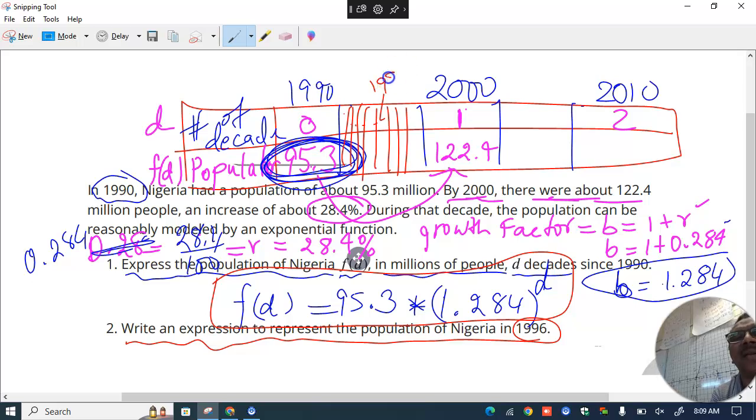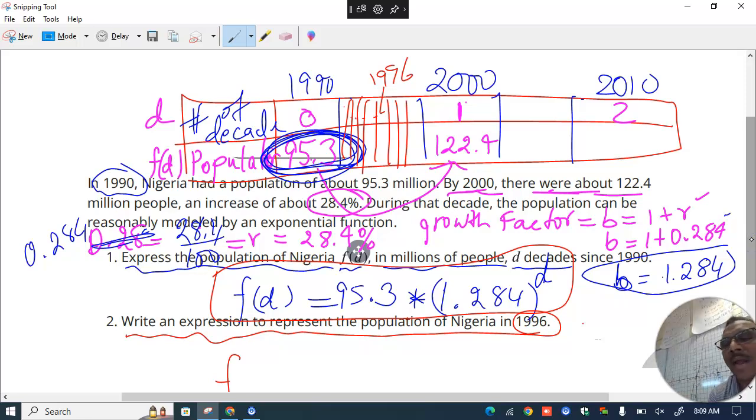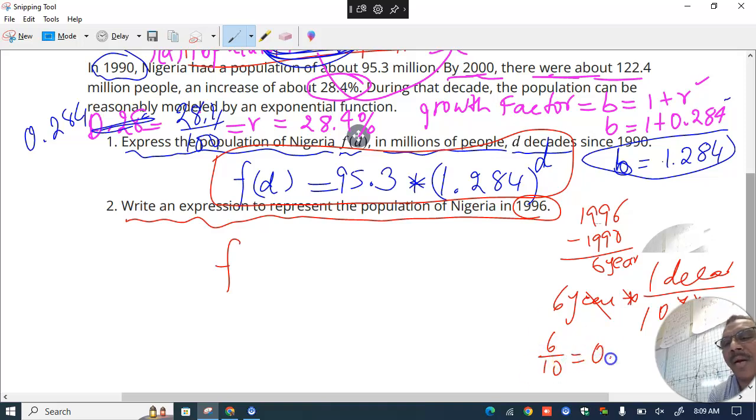This is 1996. So 1996 minus 1990 is 6 years since 1990. Now you have to convert these 6 years into decades. One decade is 10 years, so that means this crosses out and you get 6 over 10, which is 0.6. I'll just write 6 over 10.